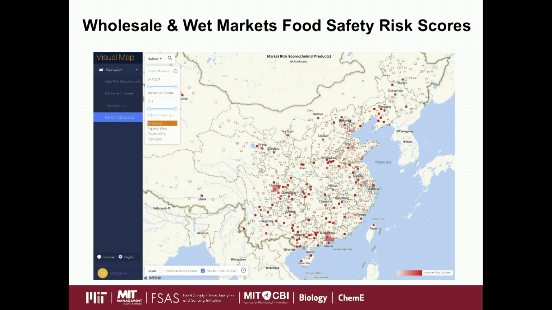And what is interesting is that we were also able to show that the food safety risk that the market has is highly correlated with other risks to human health, for example, being a source of outbreaks of zoonotic diseases. In fact, most of the outbreaks of zoonotic diseases in China over the last several decades were associated with wholesale markets in China. So this seems to have a broader impact than just food safety risks.